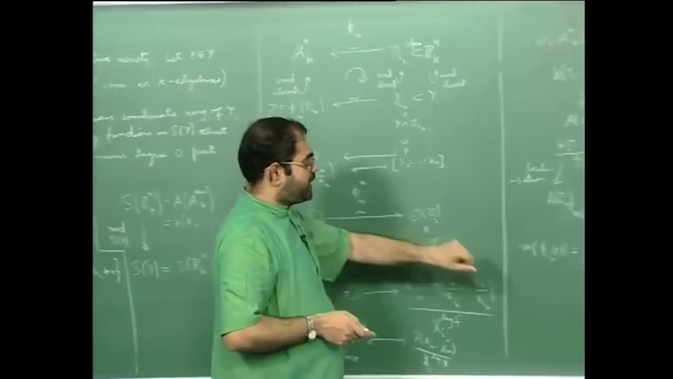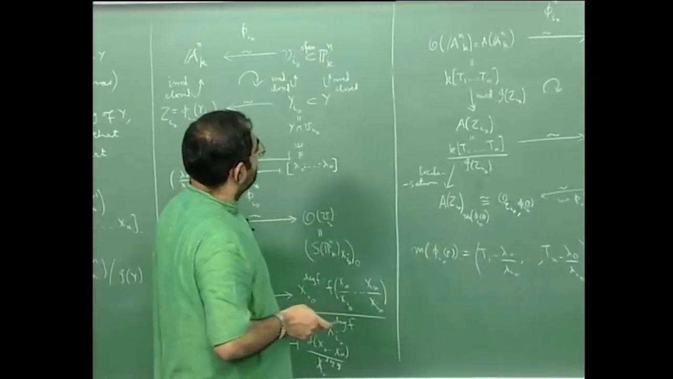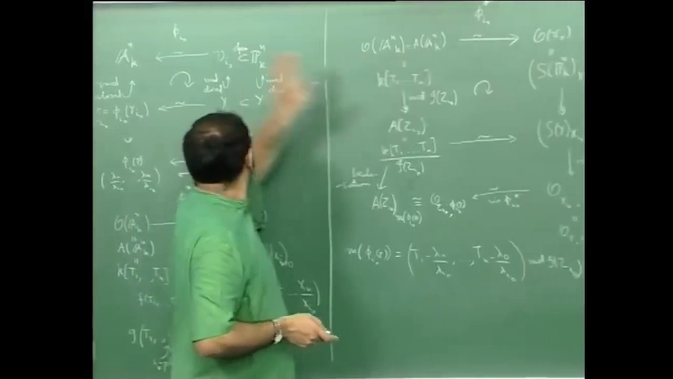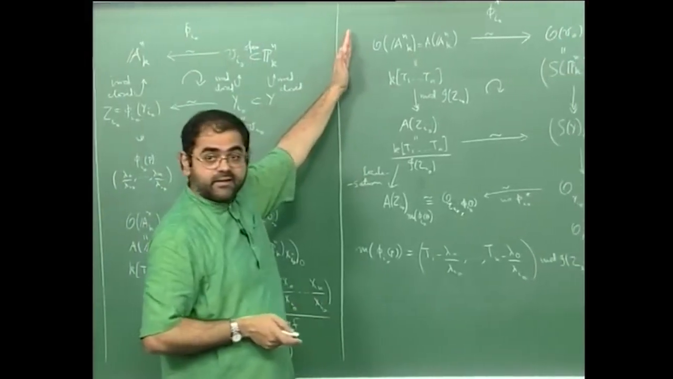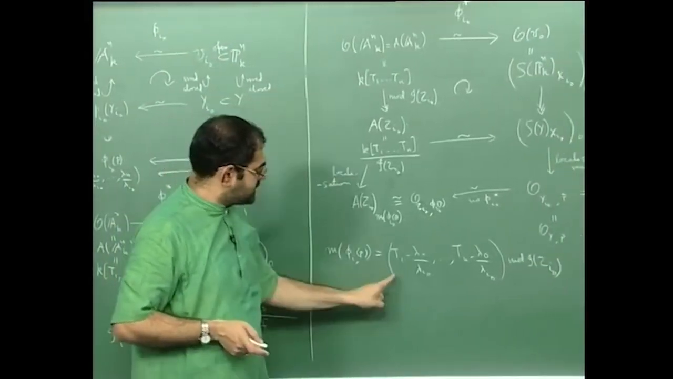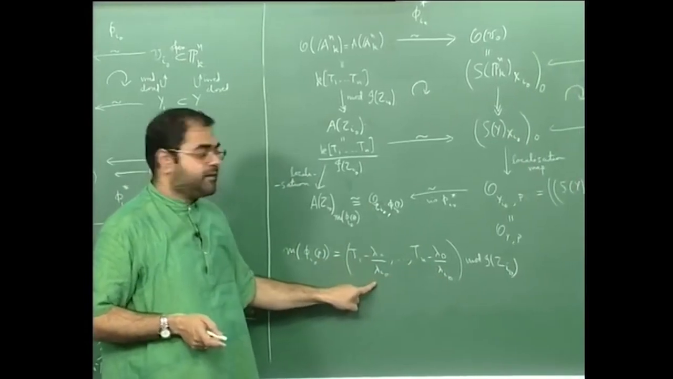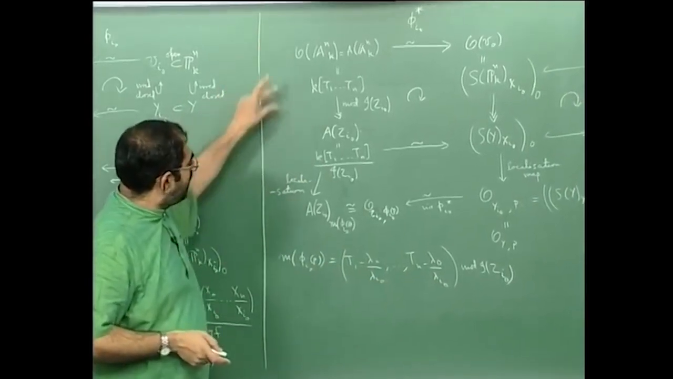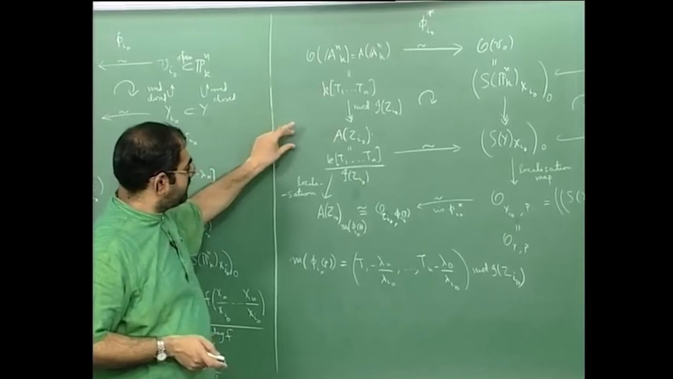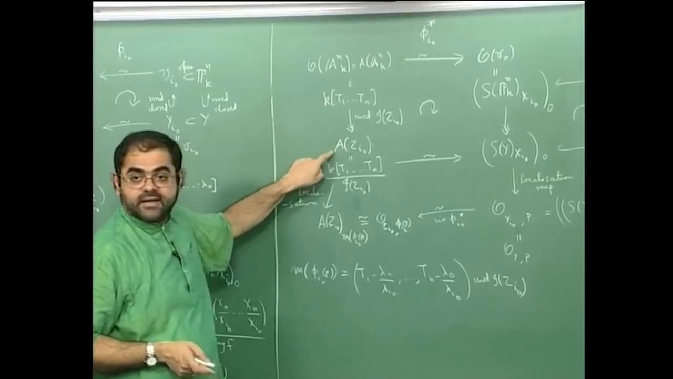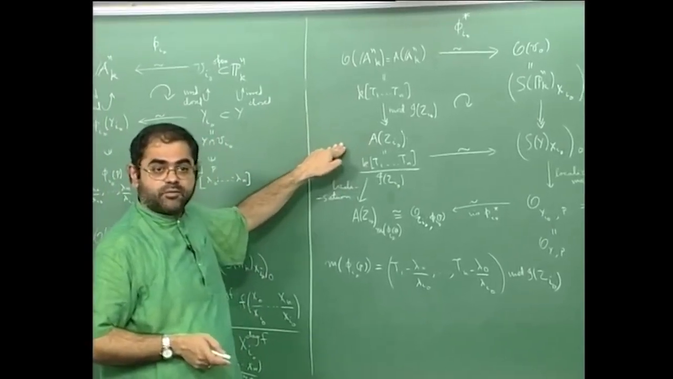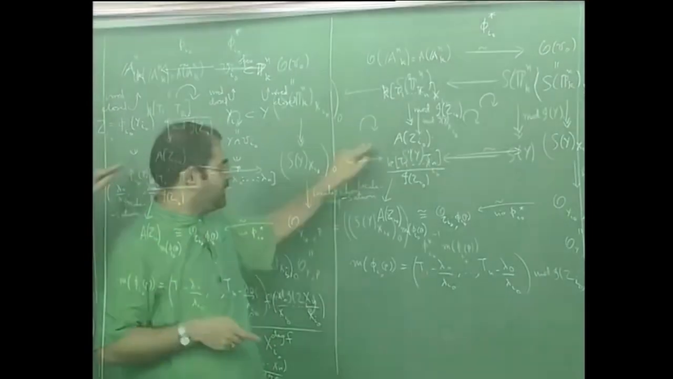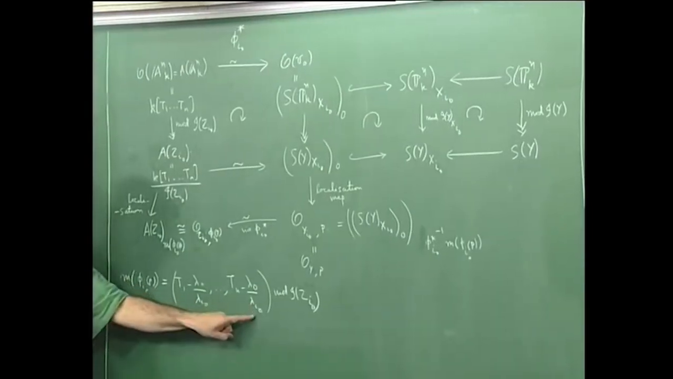So this point corresponds to a point in affine space, so it corresponds to a maximal ideal here. That maximal ideal mod I of Z_{i_0} will give me the maximal ideal in A of Z_{i_0} to which the point corresponds in Z_{i_0}. Okay, so this is what it is, all right.